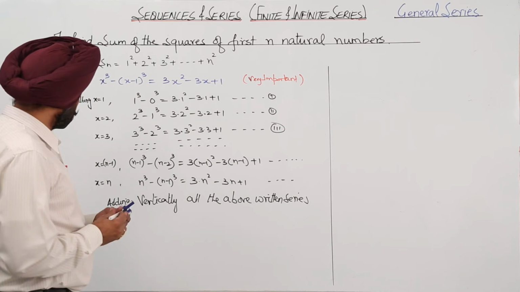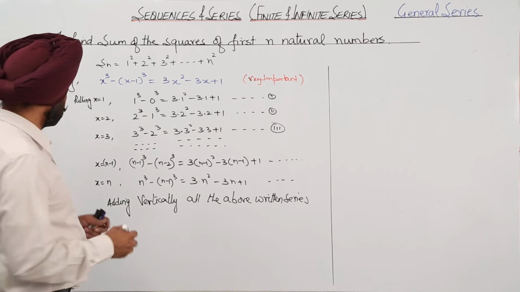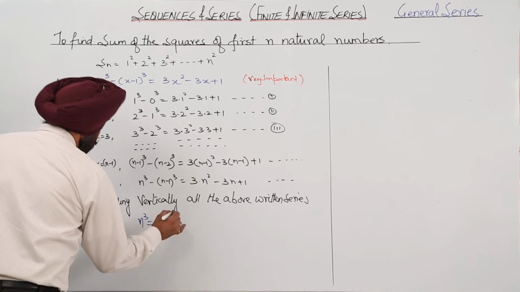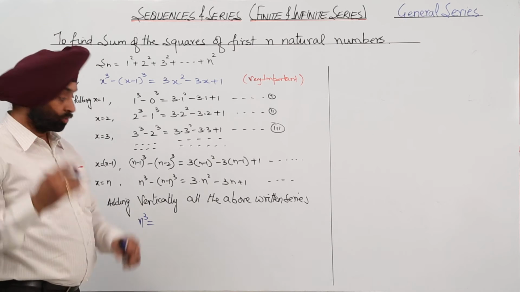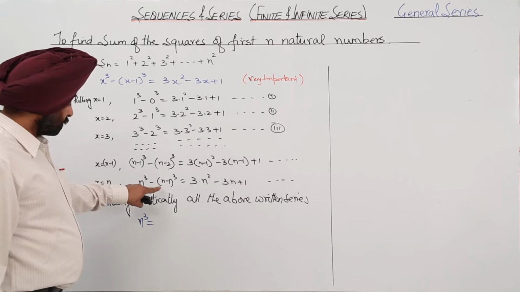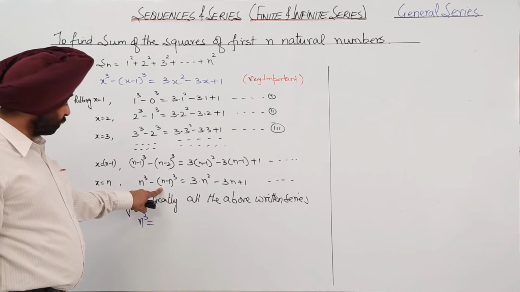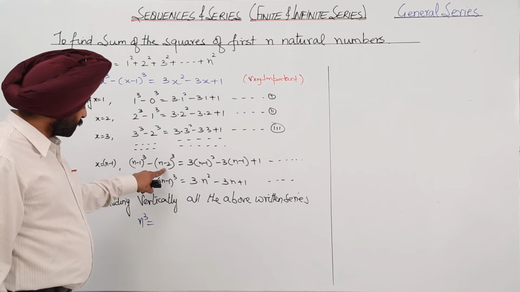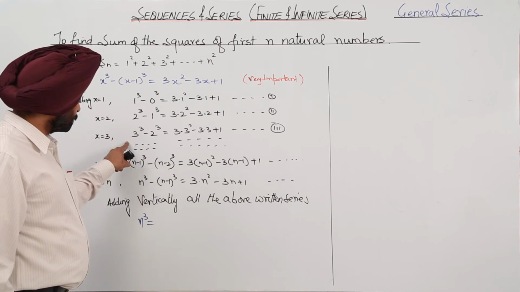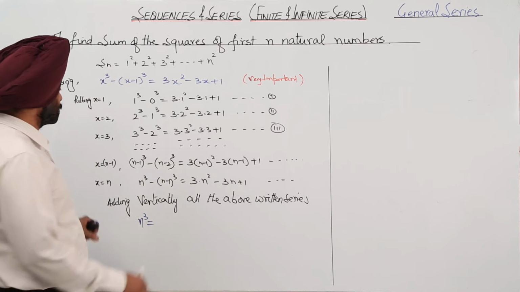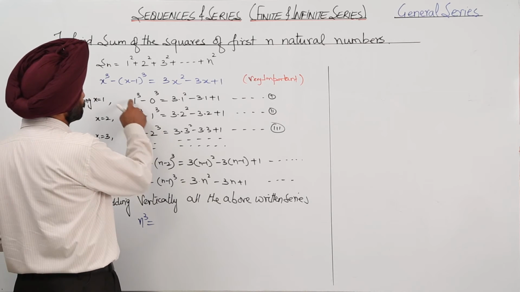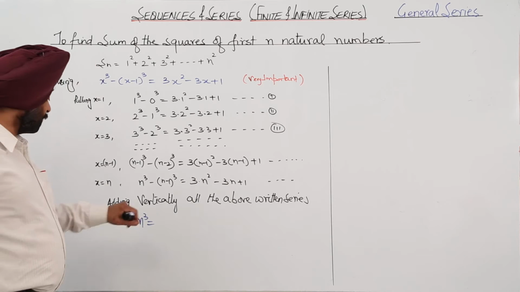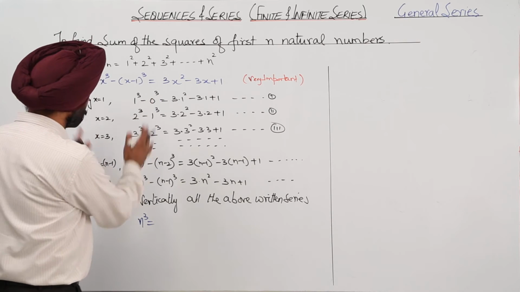Here you have to check what we are getting. We get n cube on the left side. Why n cube? Just look: n cube, then negative of n minus 1 whole cube plus n minus 1 whole cube, so these cancel, similarly this and this cancel, and it goes on cancelling, so finally n cube is left. This was the left hand side.